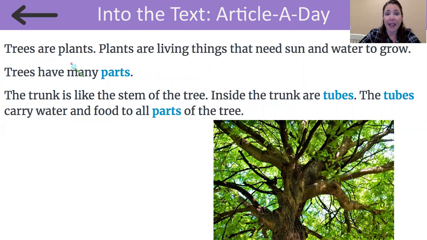Trees are plants. Plants are living things that need sun and water to grow. Trees have many parts. The trunk is like the stem of the tree. Inside the trunk are tubes. The tubes carry water and food to all parts of the tree.